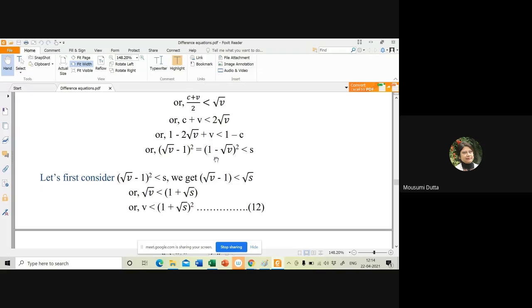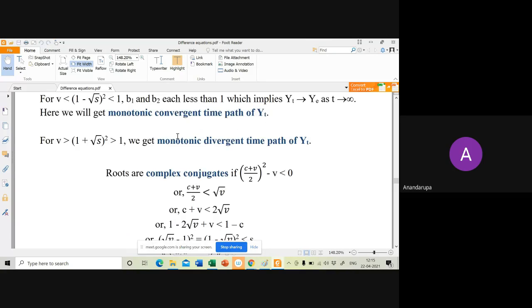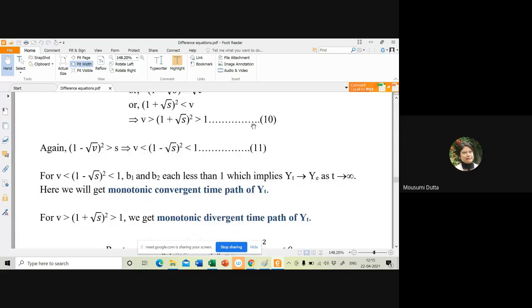Any question regarding this first part? Ma'am, may I ask something? I have a small doubt. Yeah. Ma'am, I understood why V is greater than 1 plus root s whole square. I couldn't understand how we can write in equation 10 that V is greater than 1 plus root s whole square, greater than 1. Where did we get the other greater than 1? It could have been less than 1 in 10. And even in 11, how do we know how 1 plus root s whole square is greater than 1? This you didn't understand.